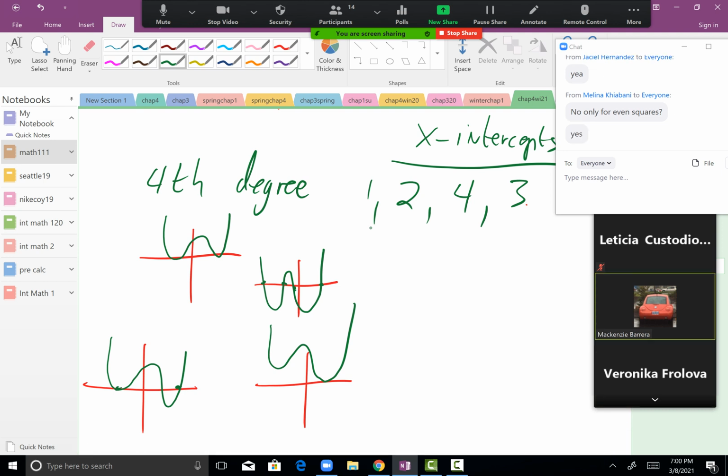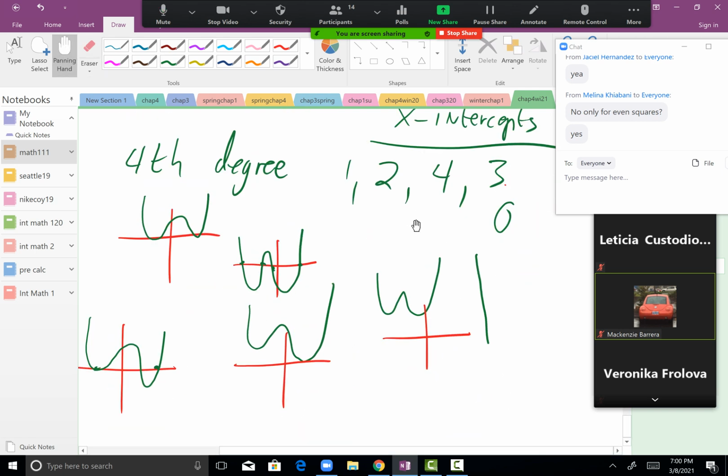Yes. Yes. Because you could take this W and we can move it up so it never touches the x-axis. Okay? So, we could have 1, 2, 3, 4, 0 zeros. We could have 1, 2, 3, 4, 0 roots. But that implies something that we're going to talk about right here.